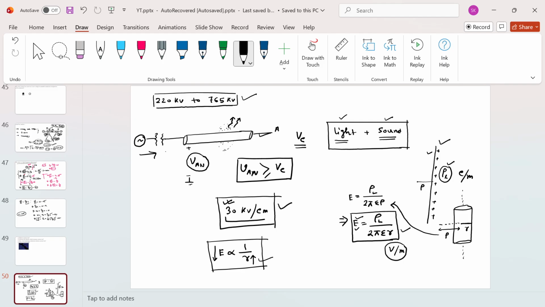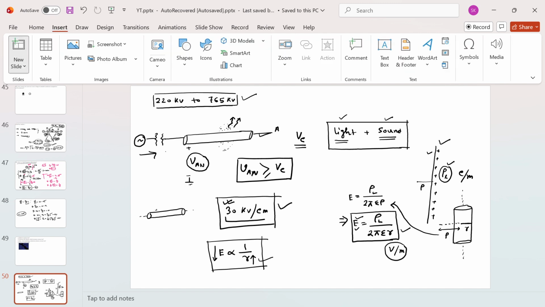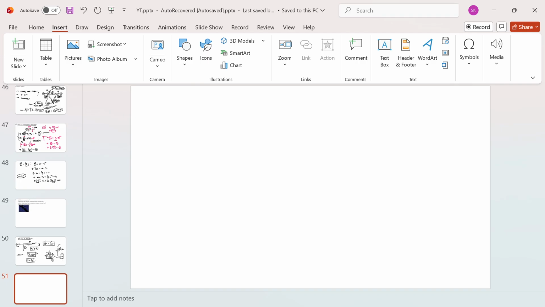So let's say you have this transmission line, and the radius of the conductor is, let's say, very small. In that case, the electric field generated at the surface of the conductor will be very high. So in that case you will have more corona loss. Okay. So you have to increase the diameter of the conductor, then you can reduce the corona loss.